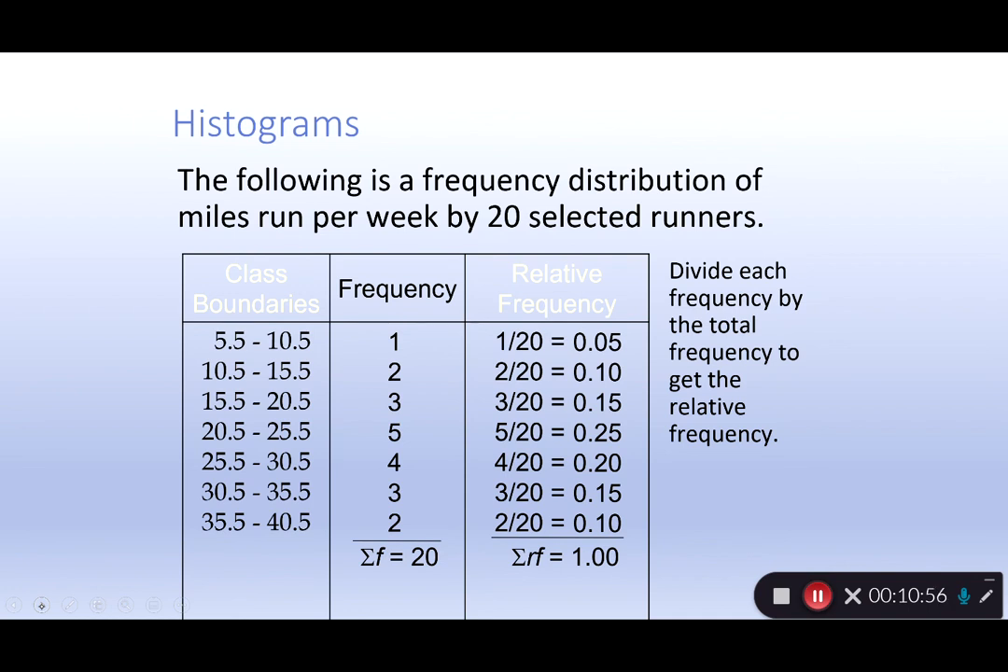Now I'd like you to pause the video, and I would like you to create an X and a Y axis. On your X axis, label your class boundaries. On the Y axis, let's use our relative frequencies. We don't want our histogram to be too tall, so you can go by 5/100ths, 1/10, 15/100ths, so on and so forth. I'll give you a minute. When you're ready, unpause the video.